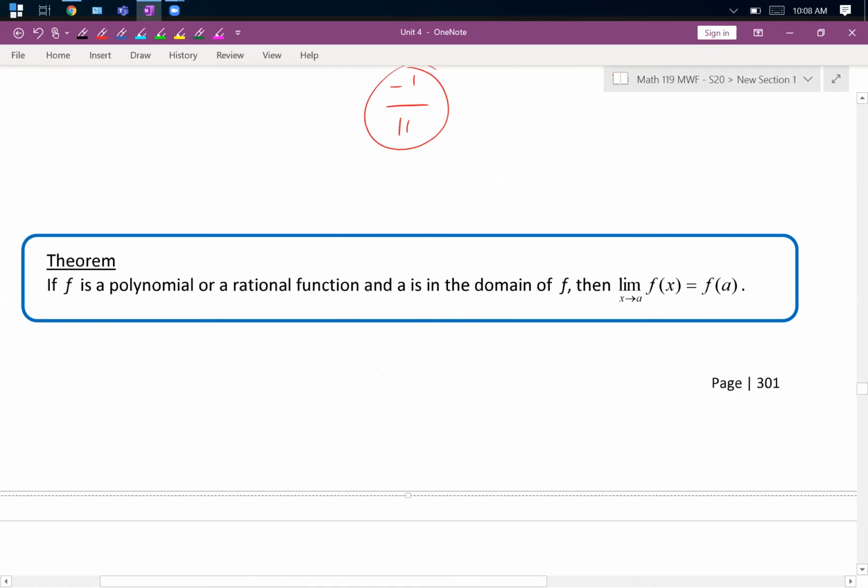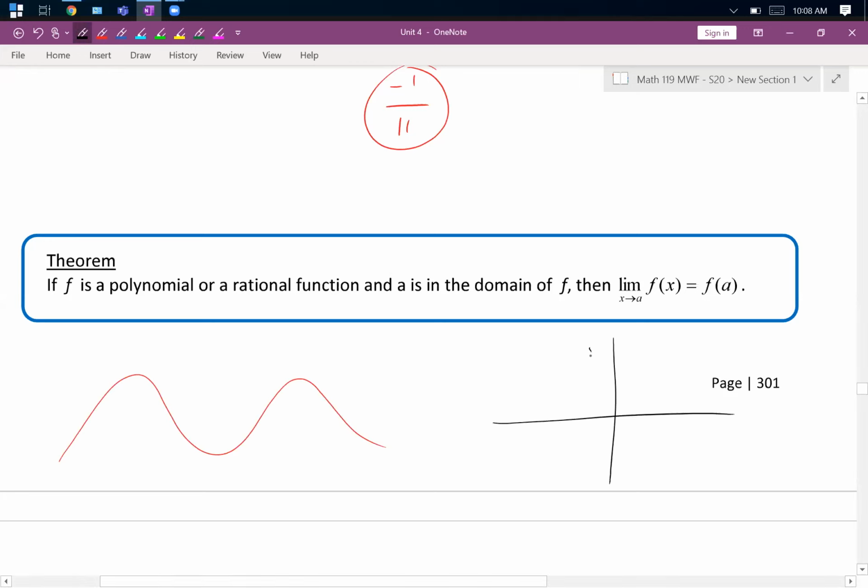We talked that polynomial functions are smooth and continuous. We know that rational functions are not necessarily, but as long as we're in the domain, the different sections of a rational are always nice and smooth and continuous.